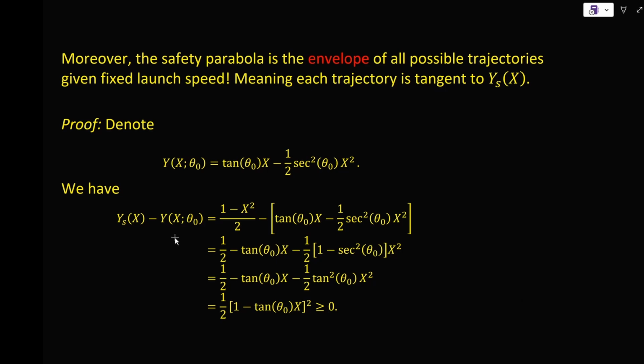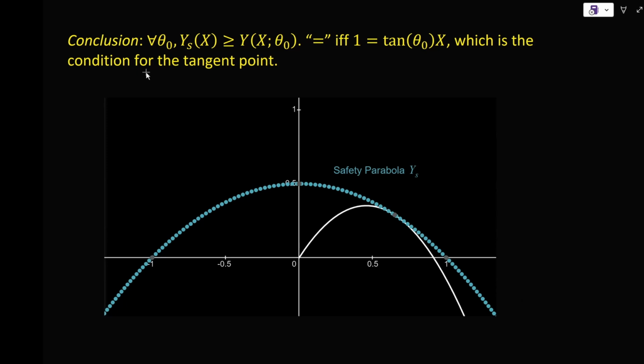that is the trajectory. So after some straightforward simplification, in which we use the Pythagorean identity again, we get that the difference is equal to 1/2 times (1 minus tangent of theta naught times x) squared, which of course implies that the difference is non-negative. So here's our conclusion. For all theta naught, ys of x is always greater than or equal to y of x, theta naught. The equality is attained if and only if 1 equals the tangent of theta naught times x, which is the condition of the tangent point.